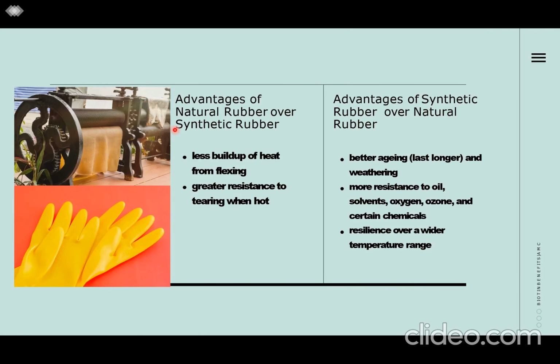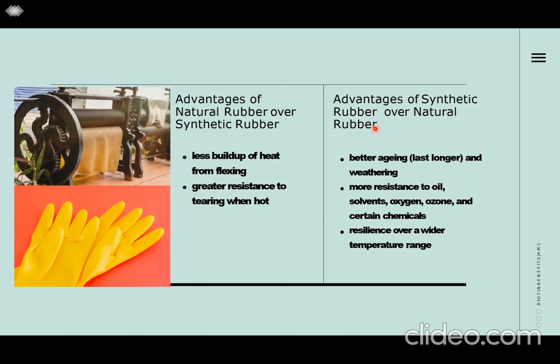Both natural rubber and synthetic rubber have high tear resistance, good low temperature flexibility, and high tensile strength. Heat buildup is generally measured by exposing a rubber sample of a specified size and shape to oscillating compressive stresses. During this process, heat will be generated by the stress. Natural rubber produces less heat than its synthetic counterpart. Natural rubber also possesses greater resistance to tearing when hot.